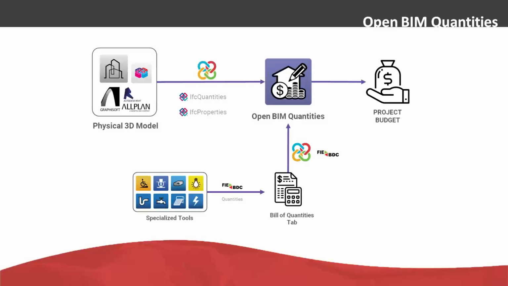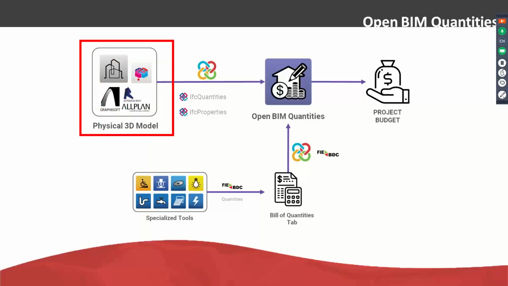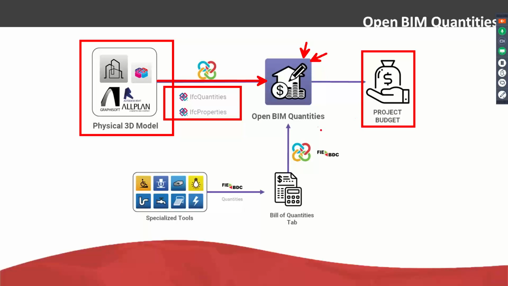So the workflow in the end will be something like this. We can start a project with a physical 3D model, the architectural design. I will import it and I will get the IFC quantities and IFC properties. In Open BIM Quantities, I will make a connection with a cost database and I will create some filters in order to make this link between construction items and IFC entities. In the end, what we will have is the project budget.